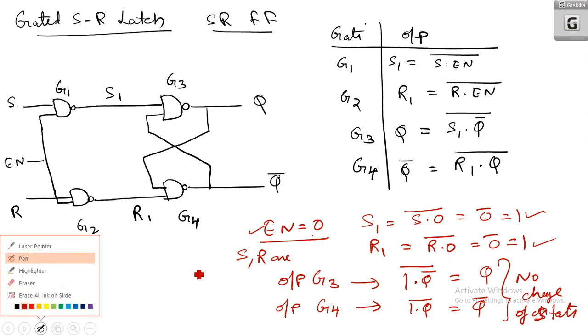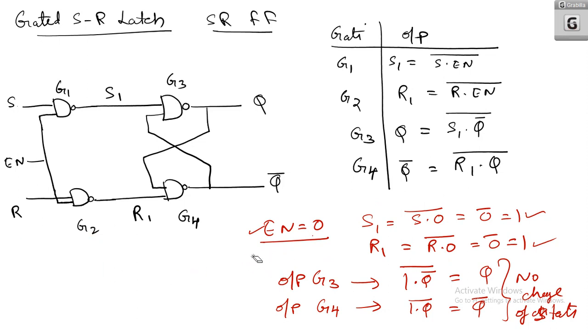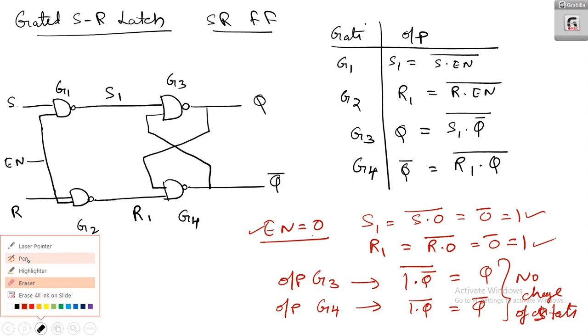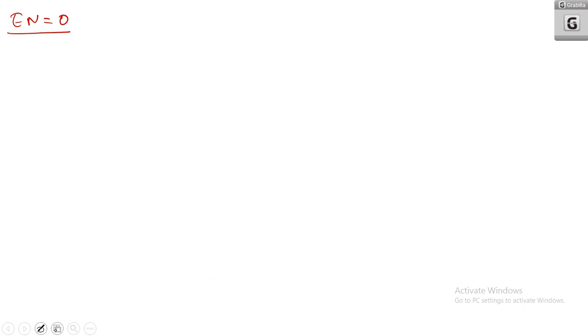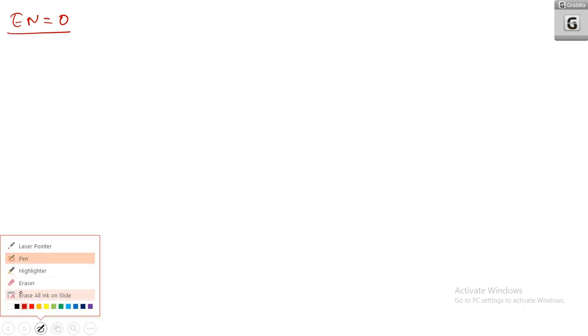What we can say is, if enable is equal to 0, the output, that is Q or Q bar, is not dependent on S and R. That means there is no change of state. Now I am going to take the next thing. I am going to make enable is equal to 1.